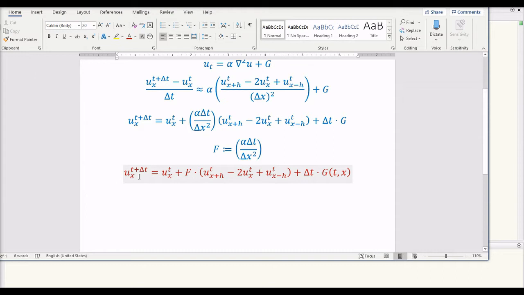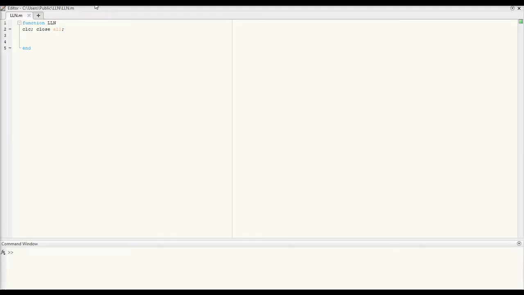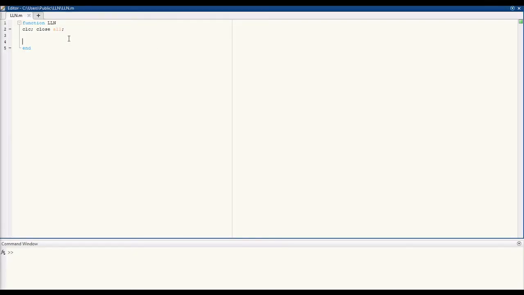So let's go into MATLAB and program this out. Alright, so we're going to begin by starting off with a blank script in MATLAB. We're not going to include the g function at the end of the general diffusion equation, so we're going to assume that g is equal to 0 for all t at all spatial values x.